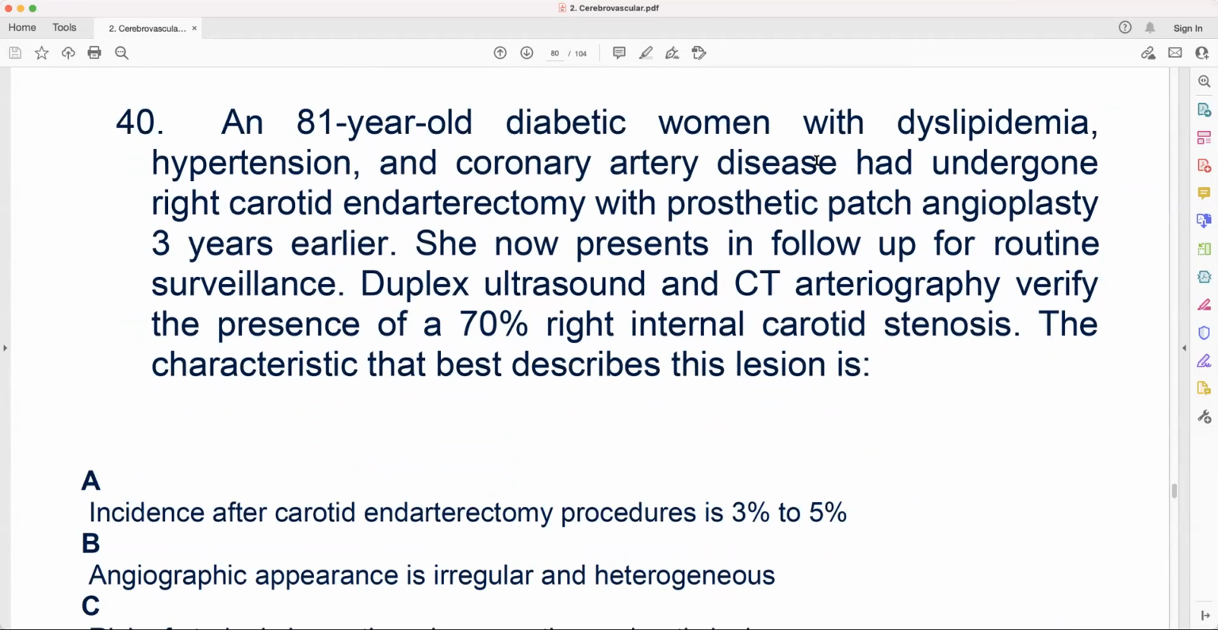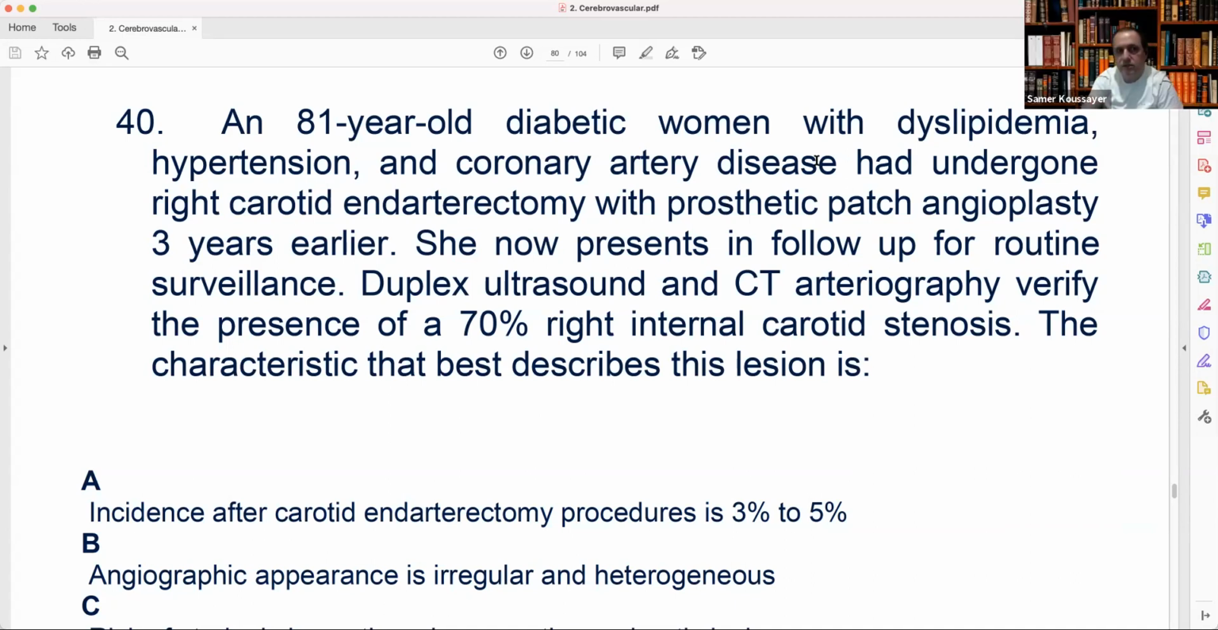An 81-year-old diabetic woman with dyslipidemia, hypertension, and coronary artery disease underwent right carotid endarterectomy with prosthetic patch angioplasty 3 years earlier. She now presents for routine surveillance, duplex ultrasound, and CT angiography. CT angiography reads the presence of 70% right internal carotid artery stenosis. The characteristic that describes this lesion is.